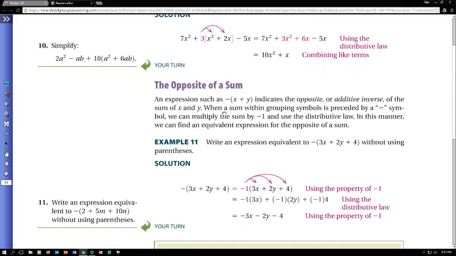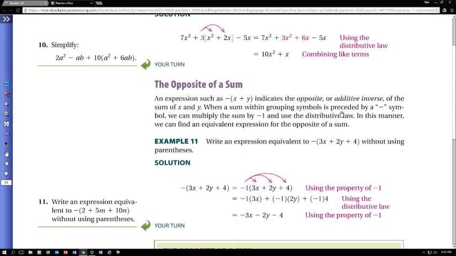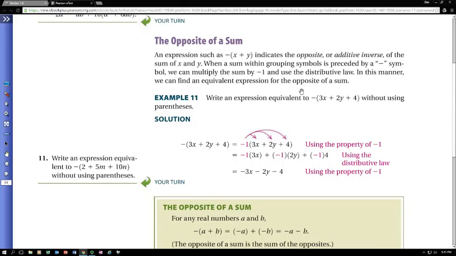When the sum within the grouping symbols is preceded by a negative symbol, we can multiply the sum by negative 1 and use the distributive law. In this manner, we can find equivalent expressions for the opposite of a sum. Or I would say the opposite of, or additive inverse of, means negative 1 times it.